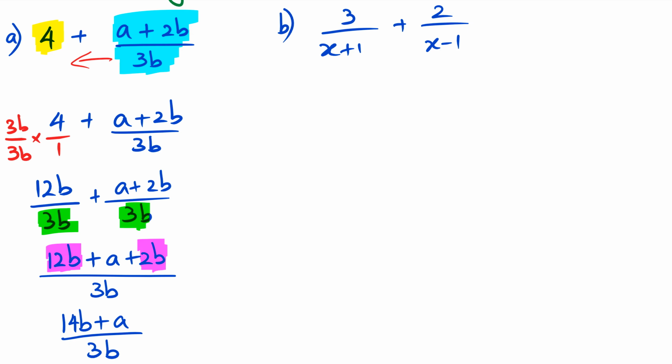So if you guys look at question B here, right now the denominator here is x plus 1, while the denominator for the other fraction is x minus 1. So that means I'm going to do this.